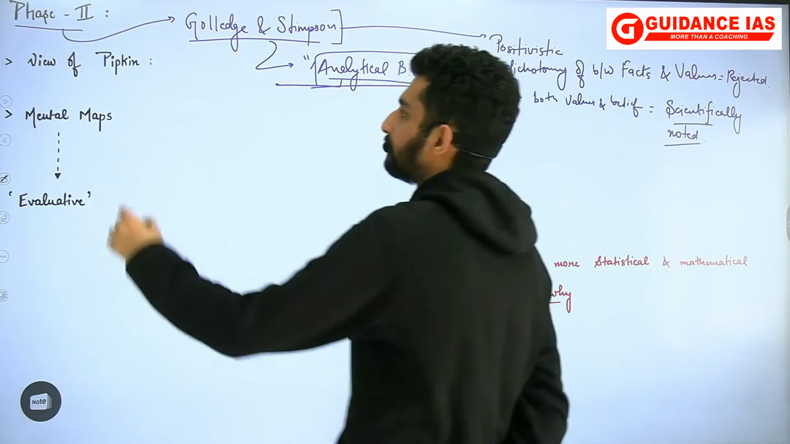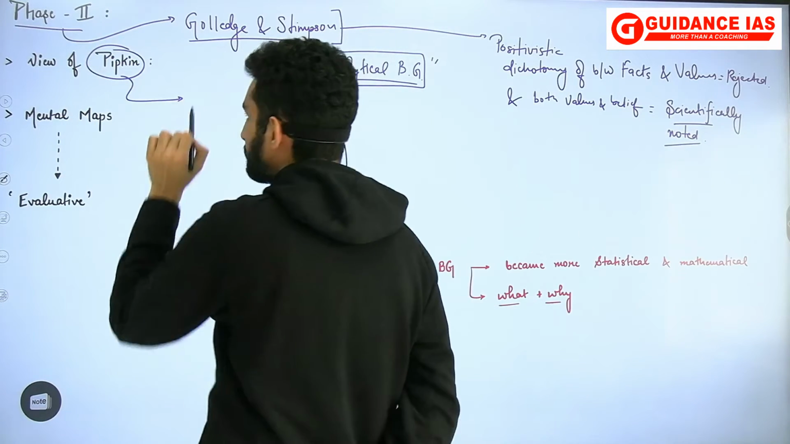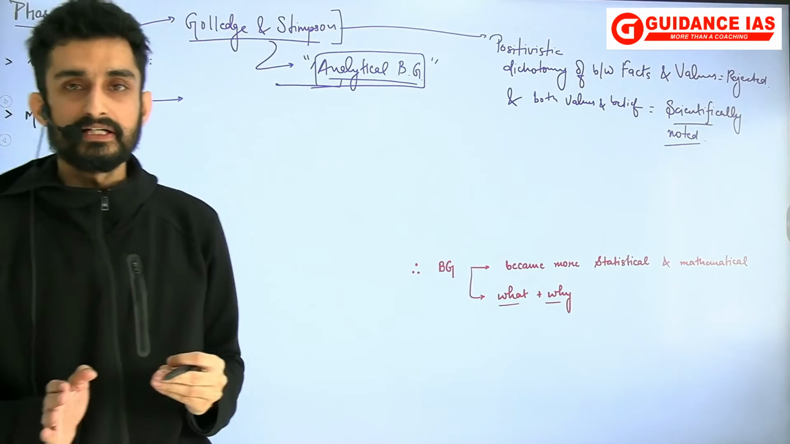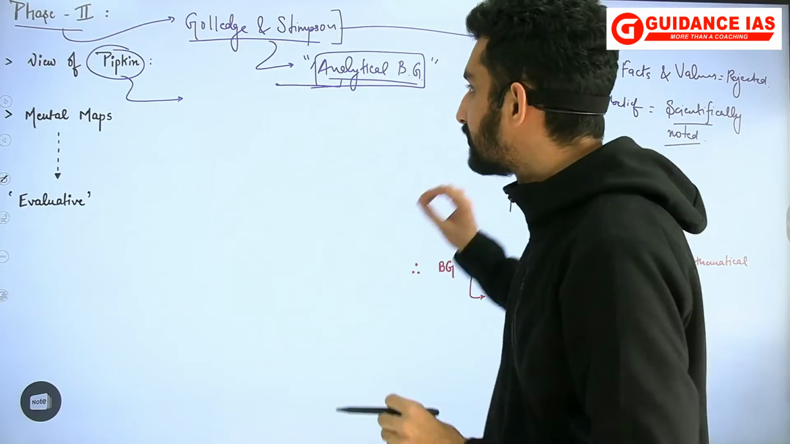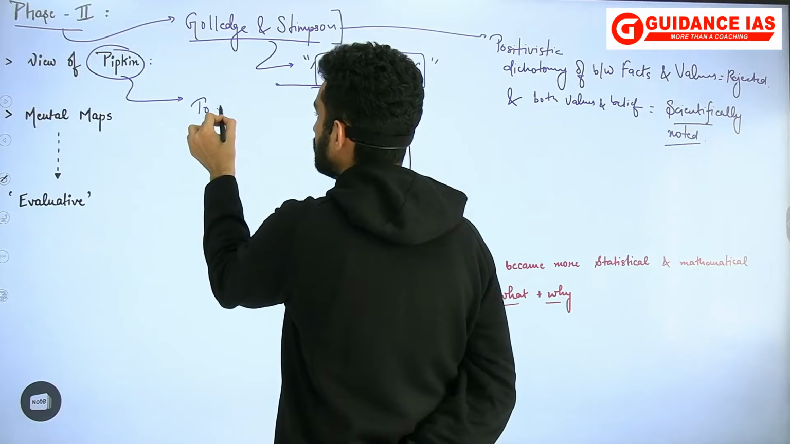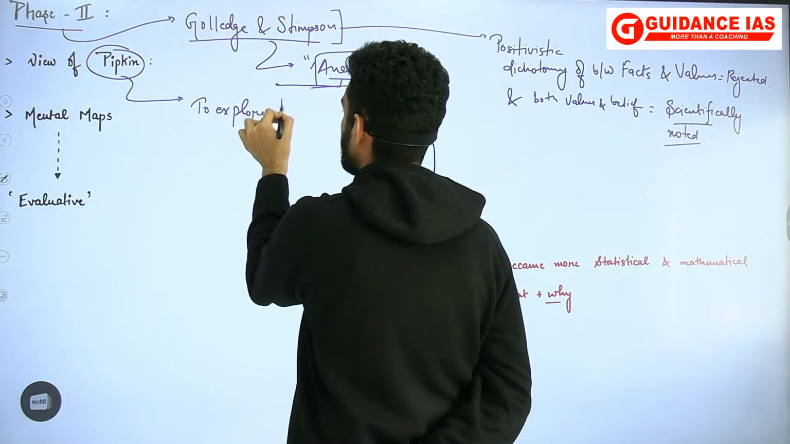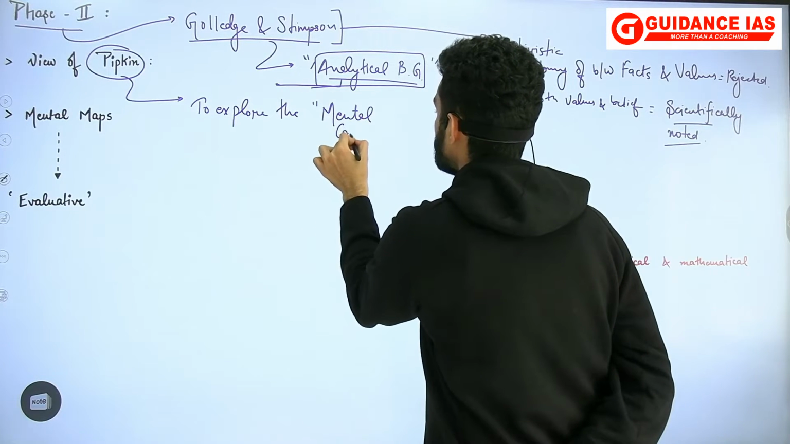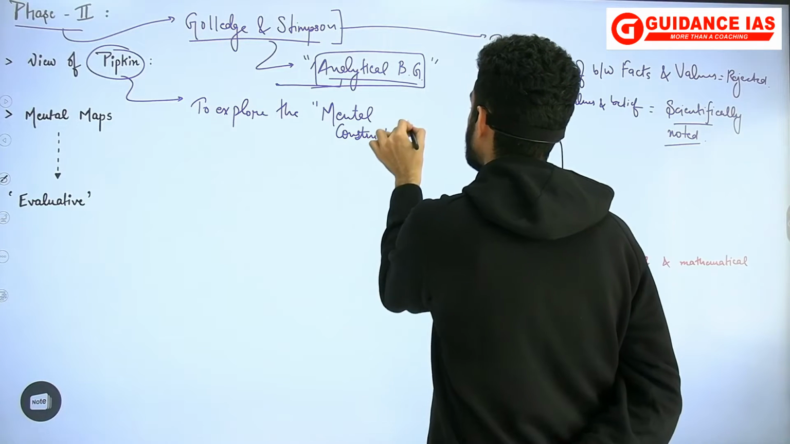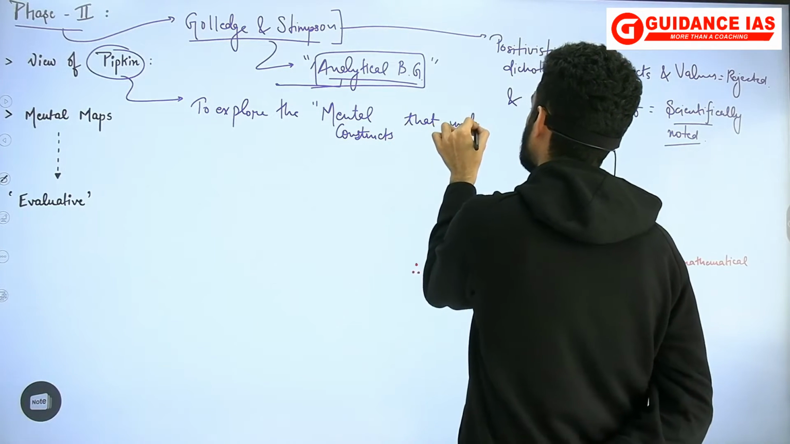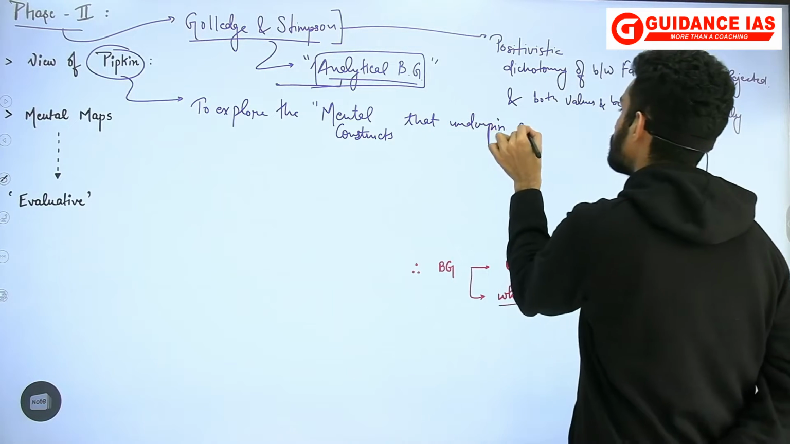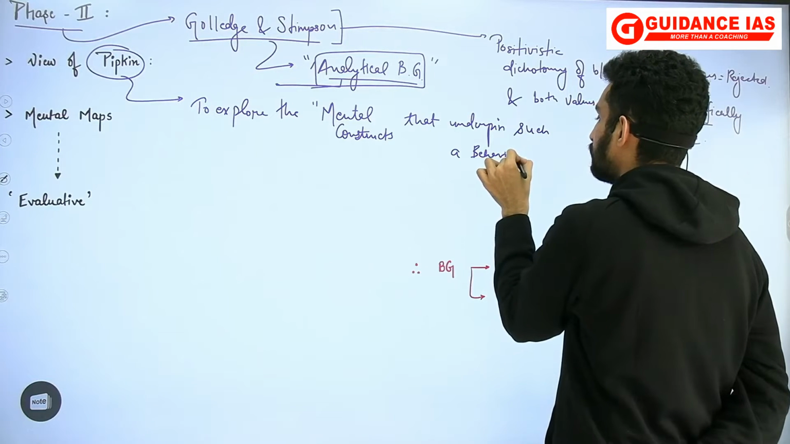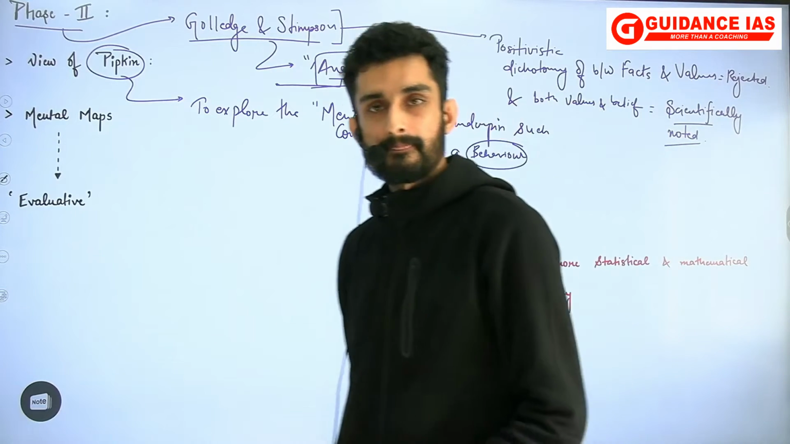Also, at the same time, you can write one line on the views of Pimkin. What Pimkin says is that a lot of time has been wasted by the earlier phase 1 behavioral geographers in understanding the what of the behavior, but they have done very little to explore the mental constructs that underpin such a behavior. That is, behind the what, for the why, no work has been done at all. I hope it is clear.